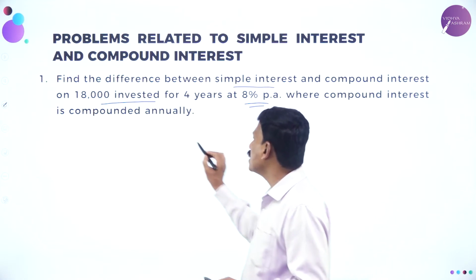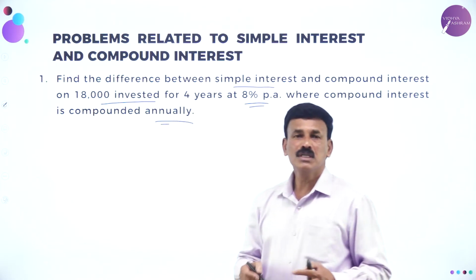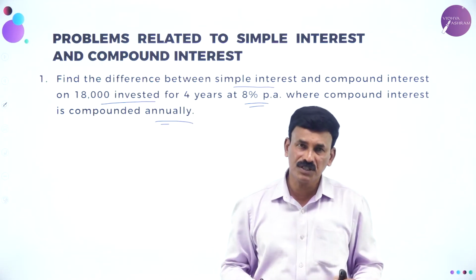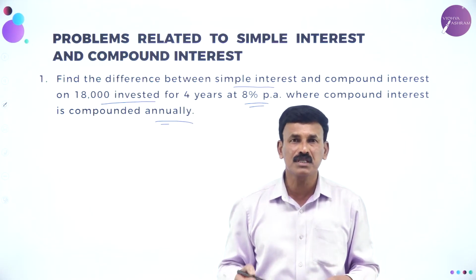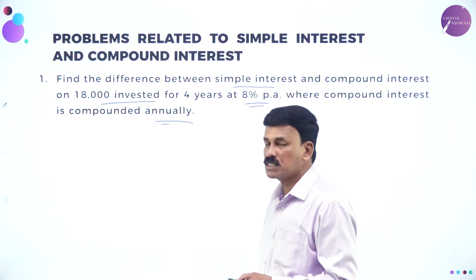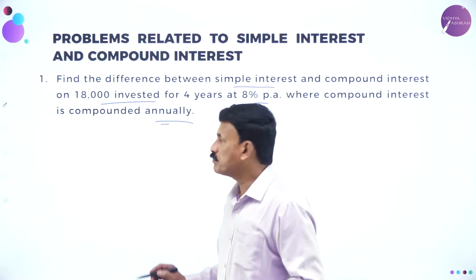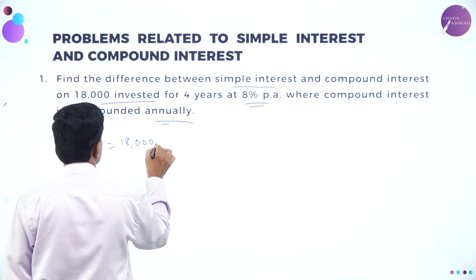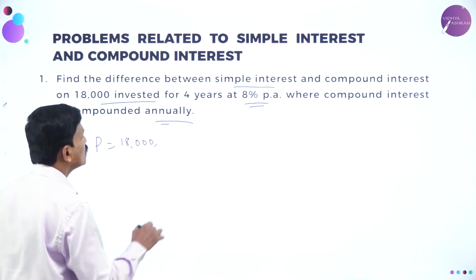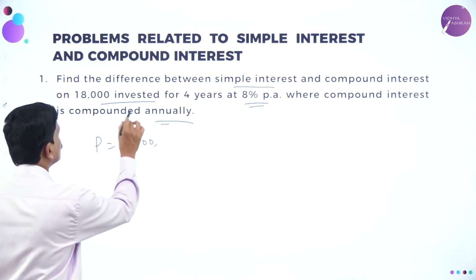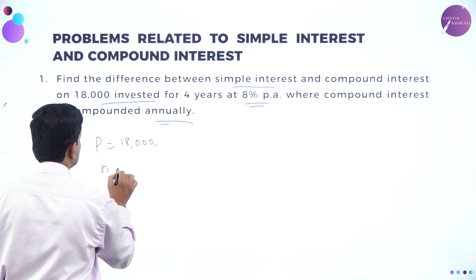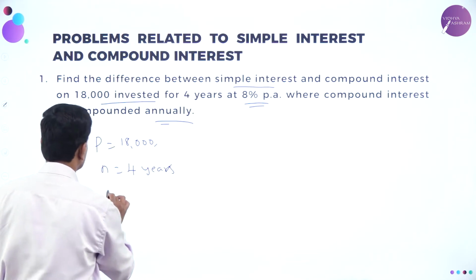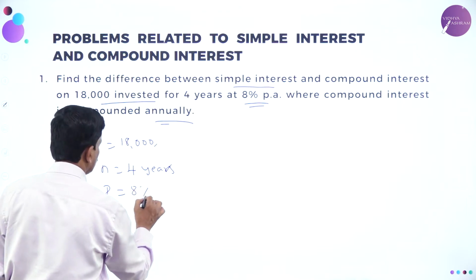To find the difference between the simple interest and compound interest, first find out the simple interest and compound interest separately. Now first find out the simple interest for the given values. What is the principal given? P is equal to 18,000. The time period n is equal to 4 years, and the rate of interest R is equal to 8%.